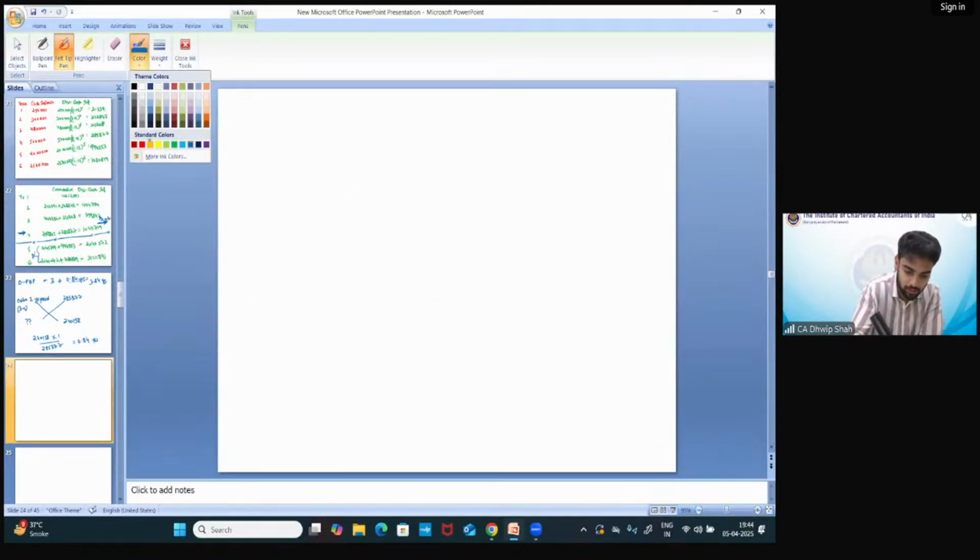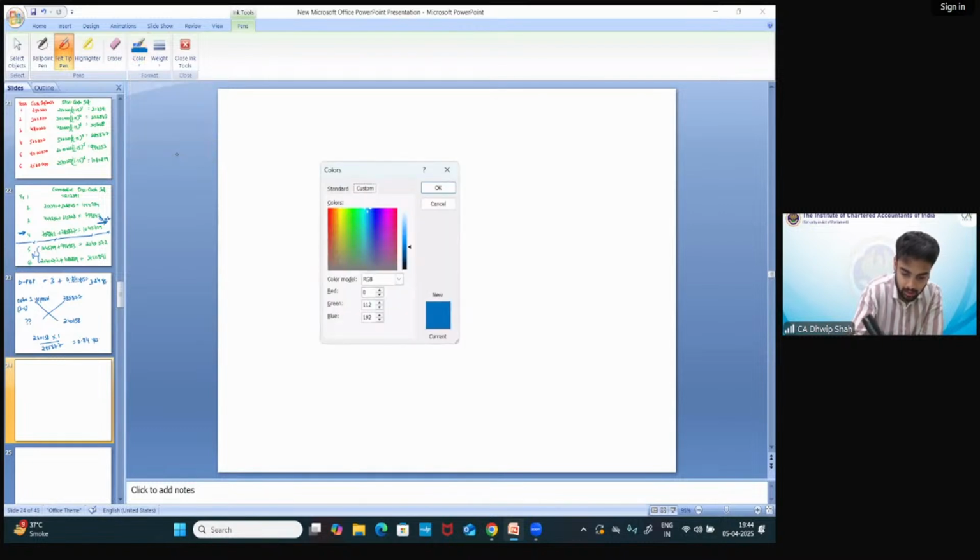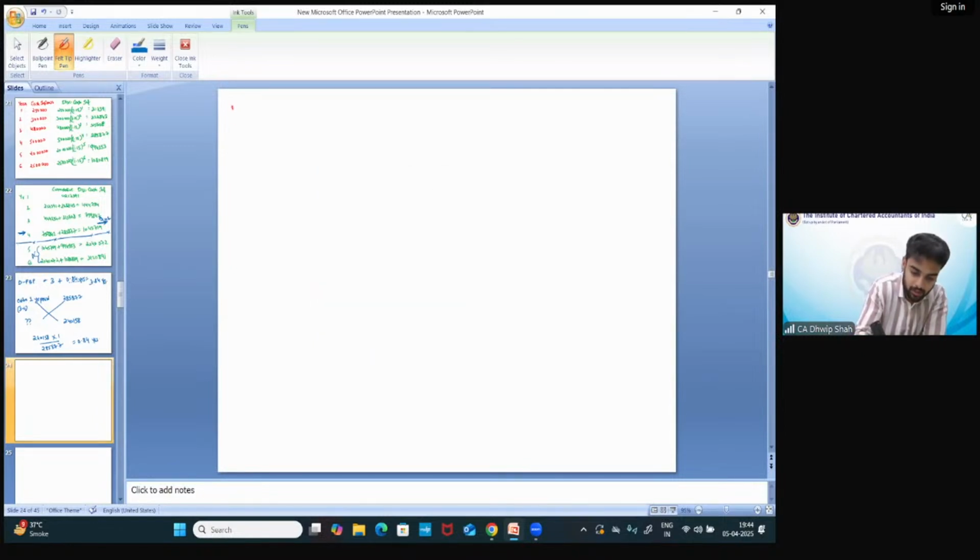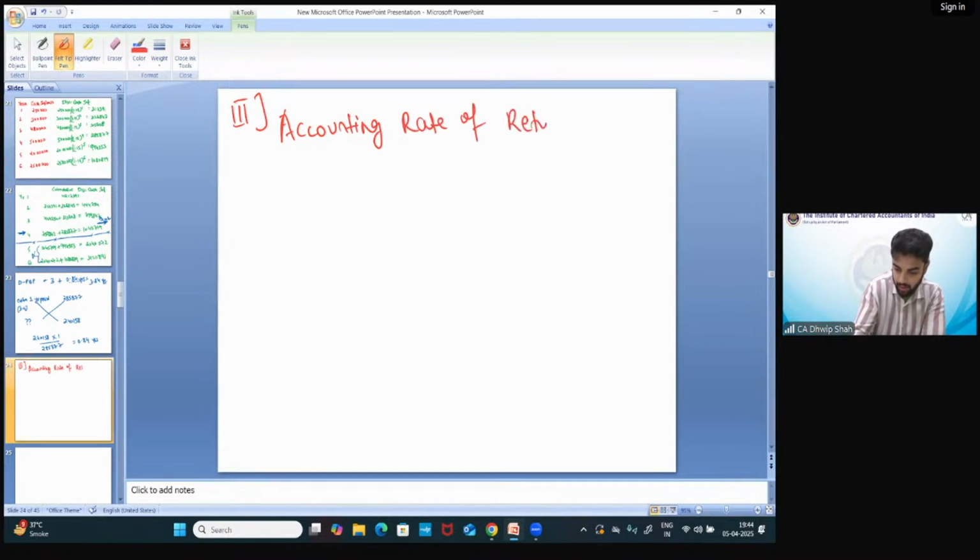So let's move to the third technique. Third technique is called accounting rate of return, or the other name of this technique is average rate of return. Either you say accounting rate of return or average rate of return, it means one and the same.